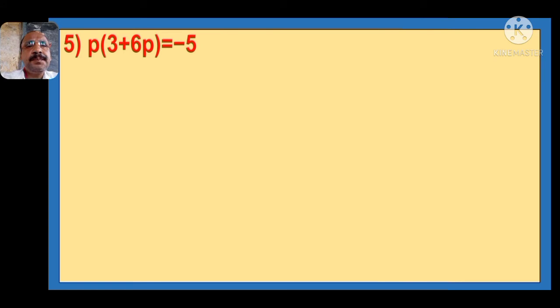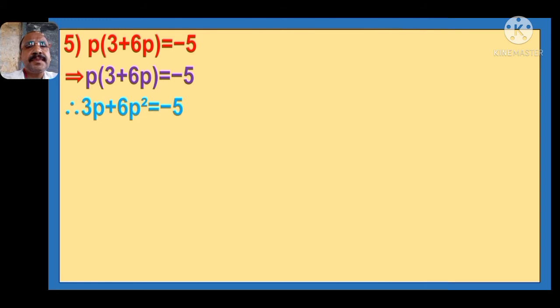Fifth question, p into 3 plus 6p is equal to minus 5. The given equation is p into 3 plus 6p is equal to minus 5. Multiplying p and 3 plus 6p, we get 3p plus 6p square is equal to minus 5. After rearranging, 6p square plus 3p plus 5 is equal to 0.